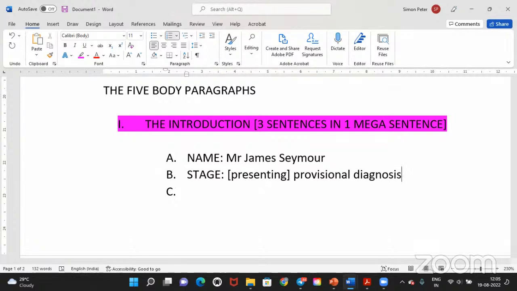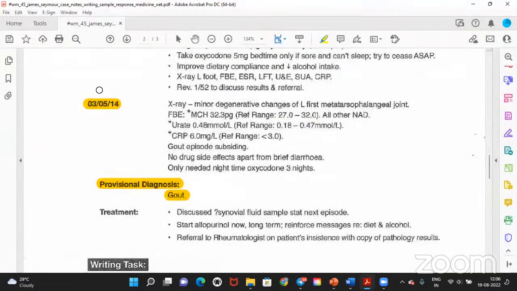So now what is the case? The next one is the case. Case is what? Gout. You know that one now. Now provisionally diagnosed with gout. That's it. Mr. James Seymour, who has been provisionally diagnosed. Now you are writing on the same day, so you can write the present perfect tense. Who has been provisionally diagnosed with gout? What is the case? Gout. So these are the three things in order.